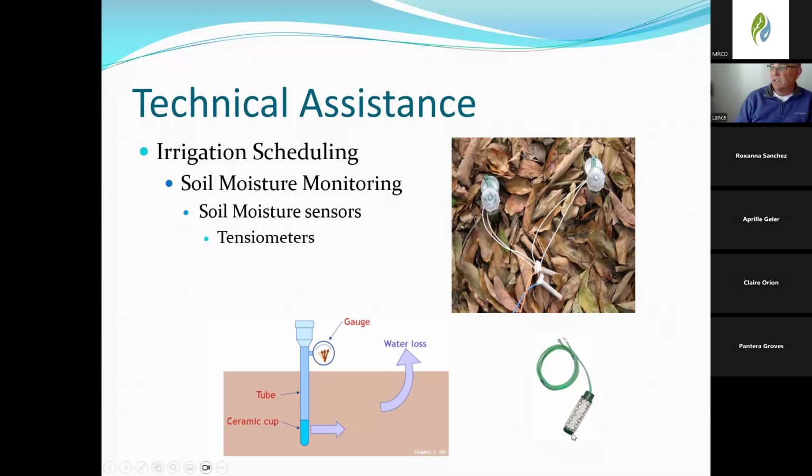There's a wire inside. A signal is going through that wire about every 15 minutes. And it's then measuring resistance, but they've translated that resistance measurement into the same kind of number that you would measure in a tensiometer. So both of these are measuring tension, how much energy.